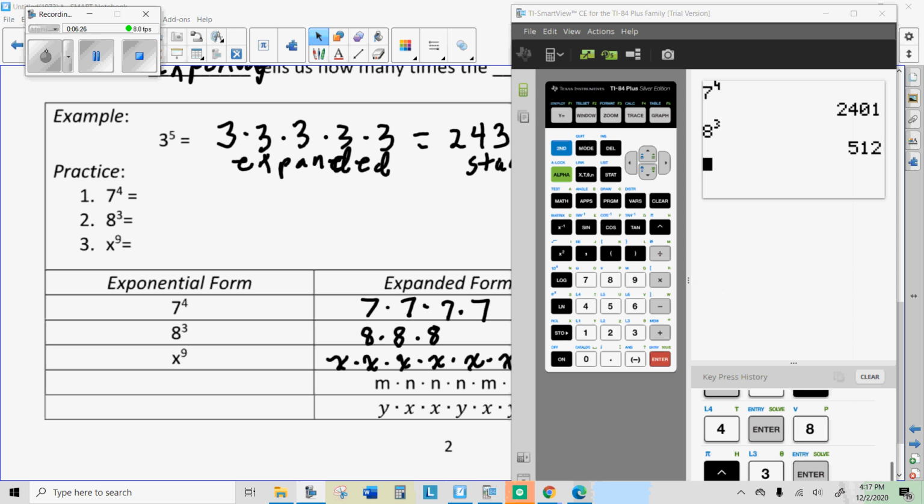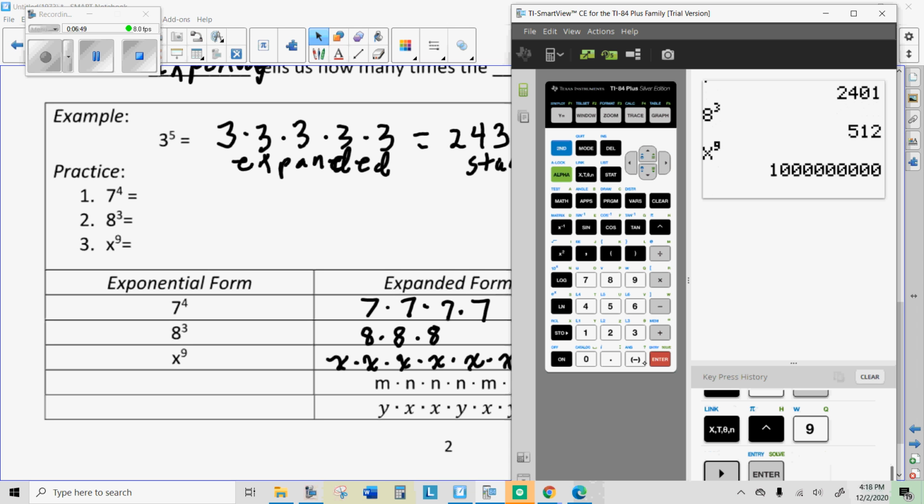Now, if you tried to do x, which is right here, and raise that to the ninth power, like it says on your calculator, it thinks x is whatever you told it x to be. And if you don't tell it anything, x will always be 0. That's the default. So you're going to get x to the ninth. Right now, my x has a value of 10, so that's why mine says 10,000.